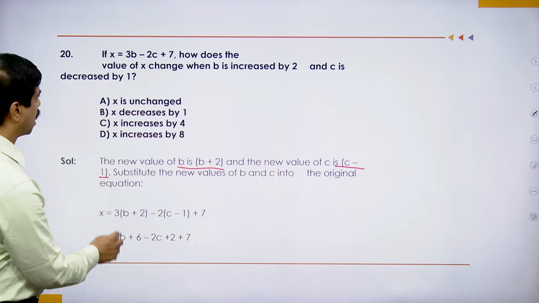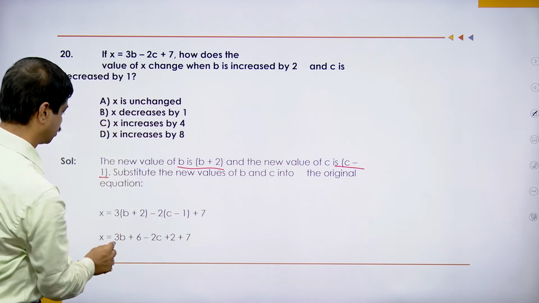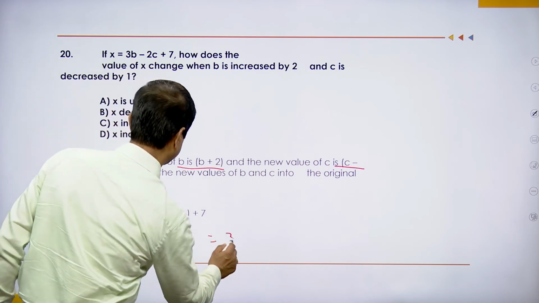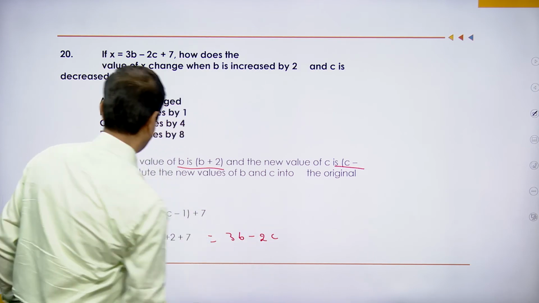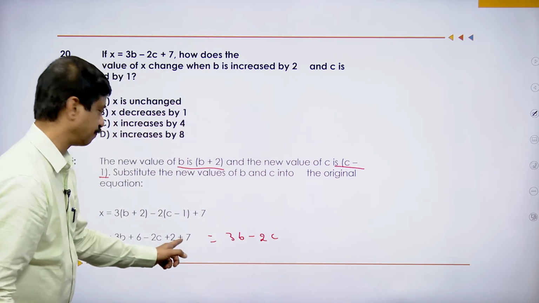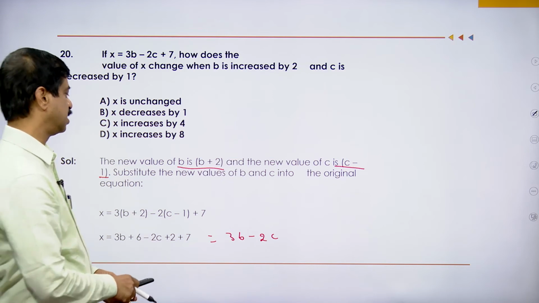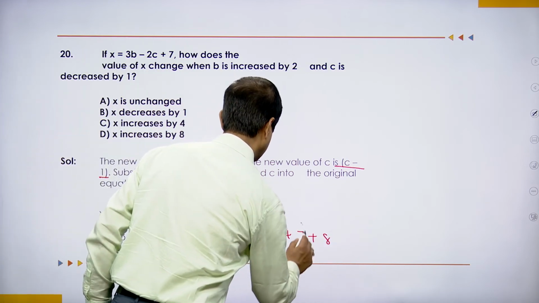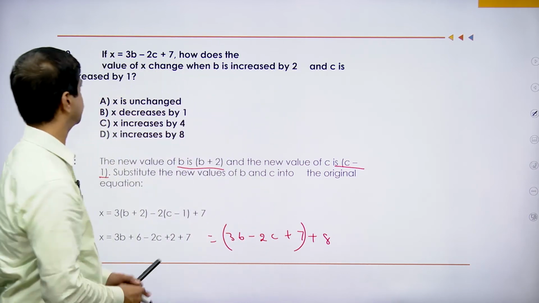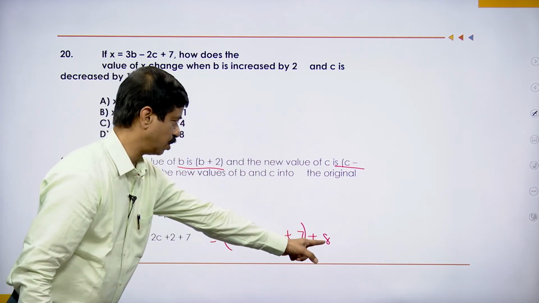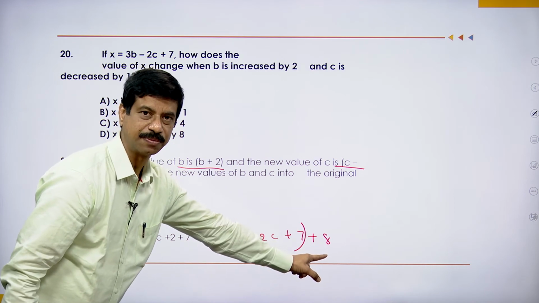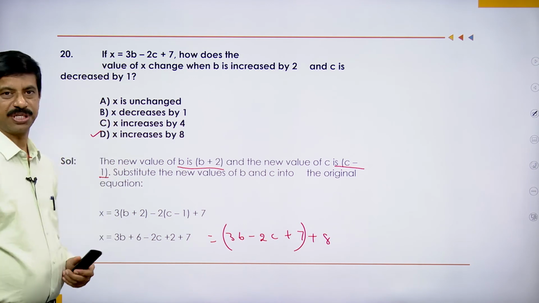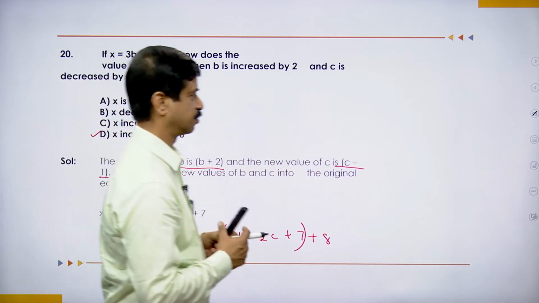Okay. So now we have 3b minus 2c. So you write this as 3b minus 2c. You are getting plus 15. I'll write that plus 15 as plus 7 plus 8. So this is the original part, you see. So x has increased by 8 units, right? So which option is right? X increases by 8. Option D. Please note it fast, quick.